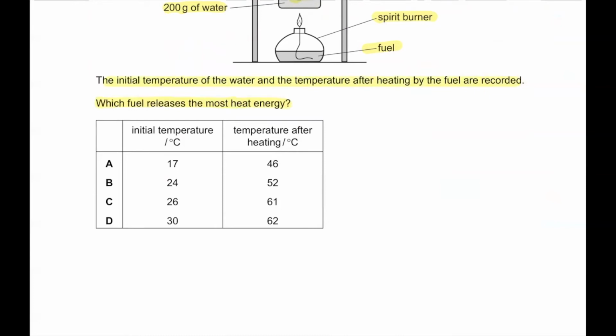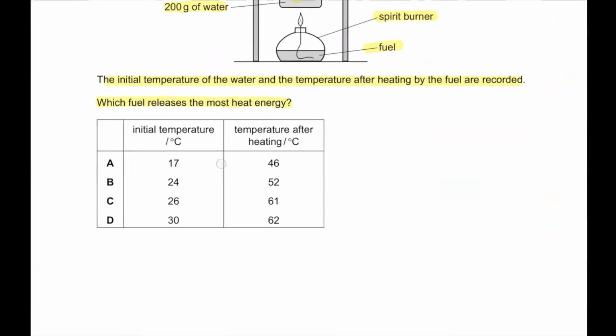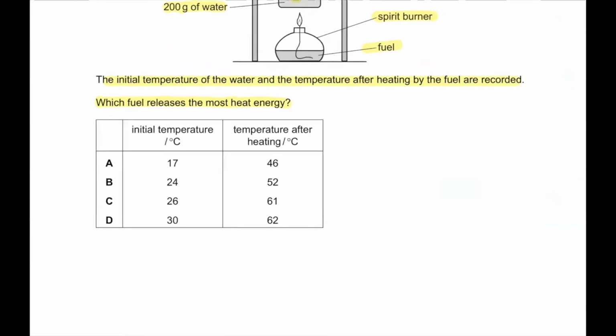So to find out the most heat energy, we'll have to do kind of like a math. Highest temperature minus the lowest temperature. So 46 minus 17, this is 29. So let's write down all those values. 52 minus 24, 28. 61 minus 26, 35. Okay, we can see big numbers here. And the last one is 32. I can just simply do it in my mind.